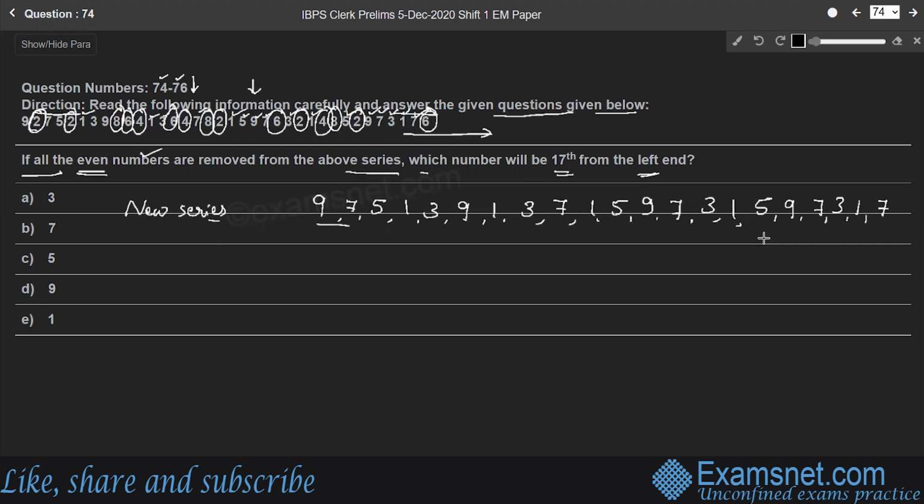Which number will be 17th from the left end? The left end is here. Counting 1, 2, 3, up to 16, and 17. So the 17th number is 9. Hence option D is the right answer.